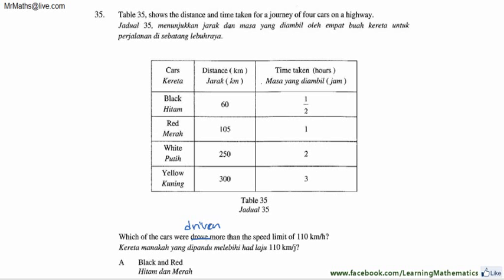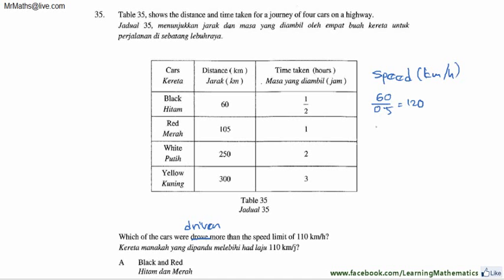Let's take a look at the speed of each of the cars here. So the black car, distance 60 km, time taken is half an hour. I add another column here, speed. So 60 over half an hour, which is 0.5, which is 120. We found the answer already.